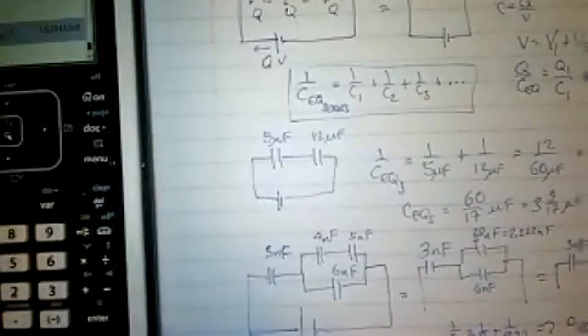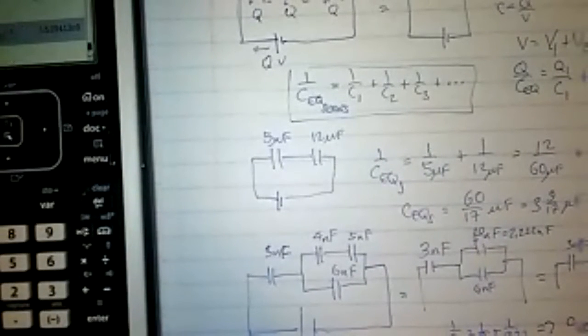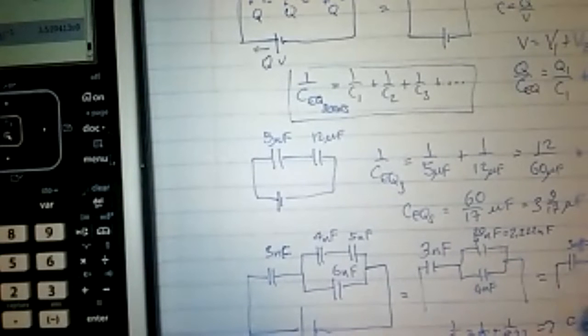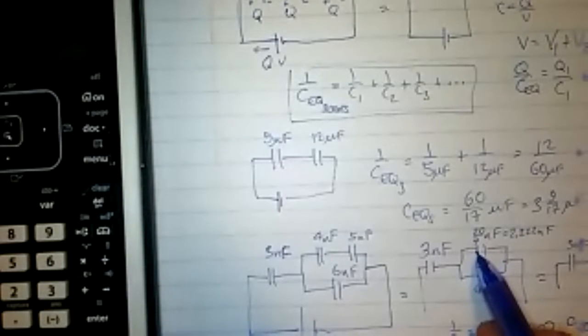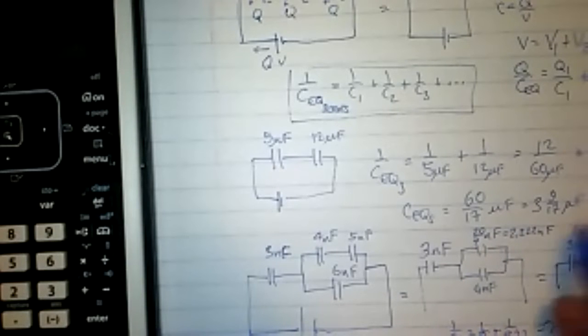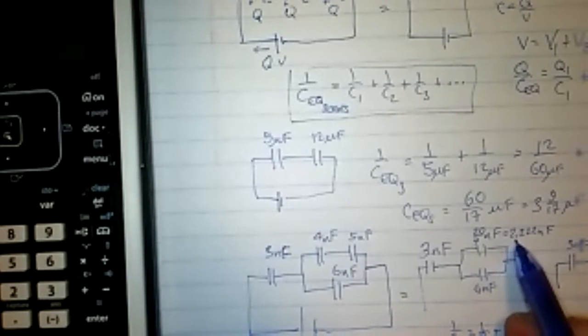The next thing I did was added these two. So 6 plus, oh, what did I do here? This is supposed to be equivalent to 3.529, but for some reason I called it 2.222. Where did that 2.222 come from?